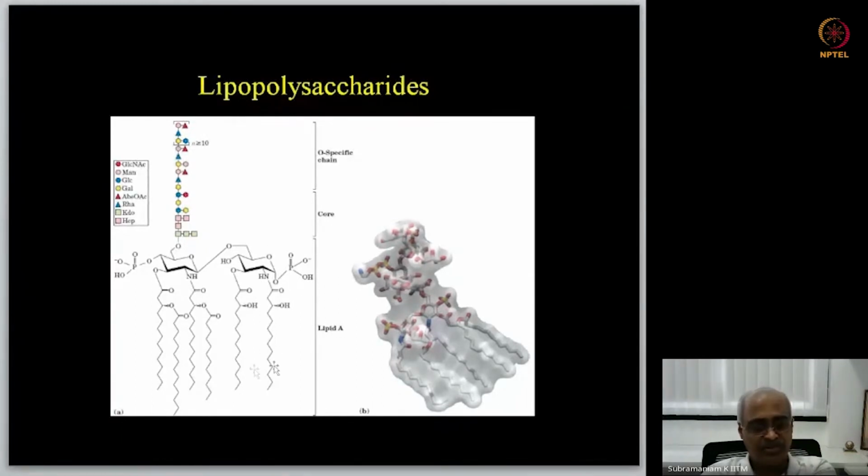These are components, just like the peptidoglycans that we saw, of bacterial cell walls. They are primarily present in gram-negative bacteria like E. coli, which is commonly used in the lab. And certain strains of E. coli are pathogenic as well. So they have this in their cell wall. This is a space filling model of the lipopolysaccharide, in which the sixth fatty acid is not visible in this orientation. So this is the structure of lipopolysaccharides.